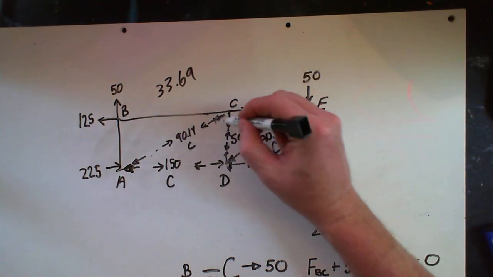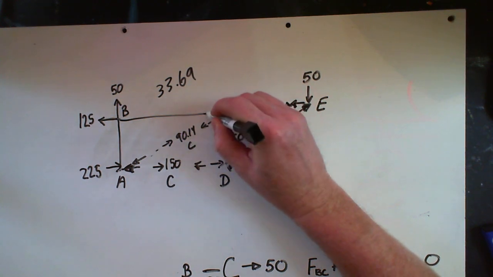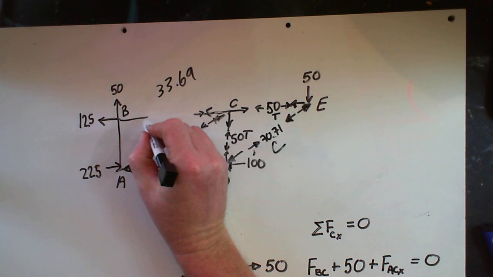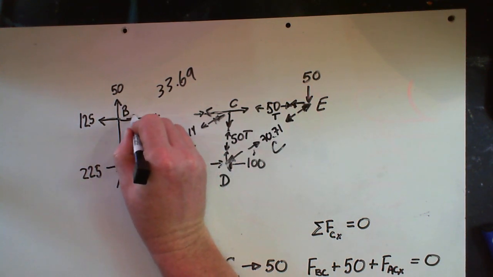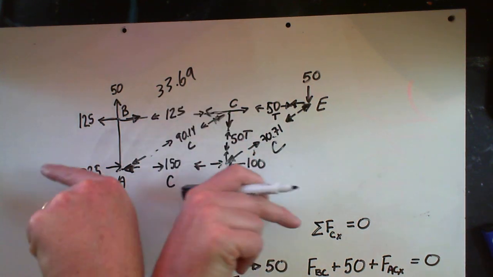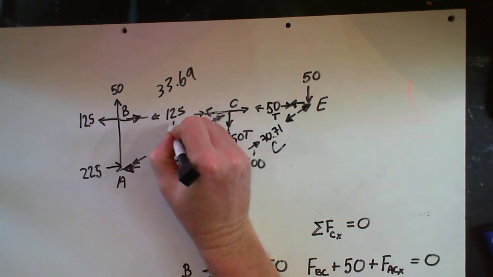Negative means our arrow is going in that direction. So when we get into the member, we are coming out. And that 125, since they are pushing out, is 125 tension.